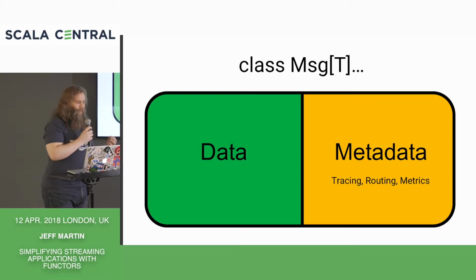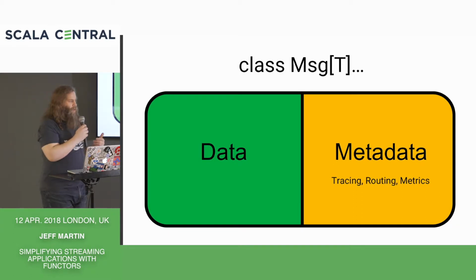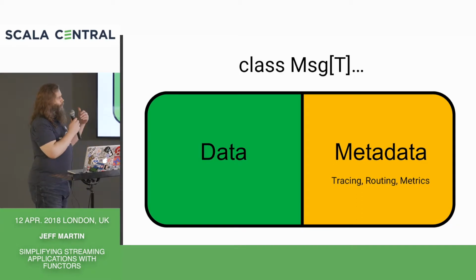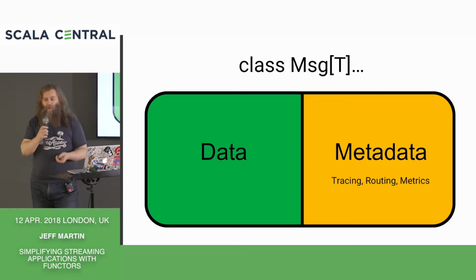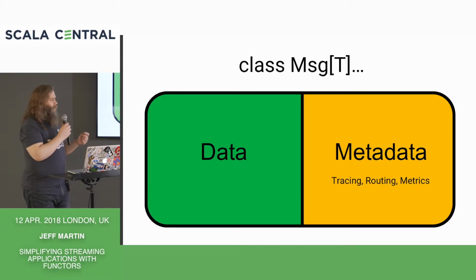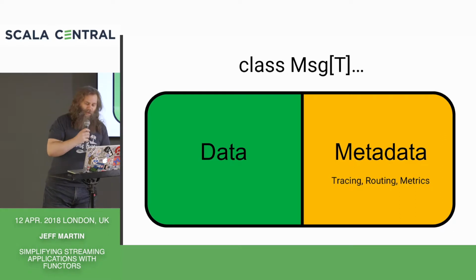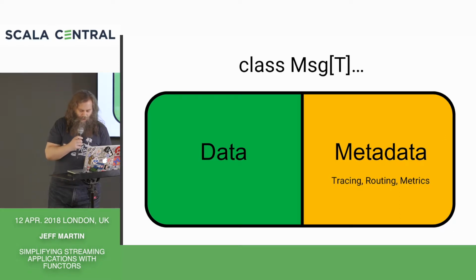If we think of an object that we might be passing around, you can think of it as being split into two parts. A data part, which is the data of interest to the business, and then metadata. This is information which is interesting to the technical side: tracing information, routing information, metrics, those sorts of things.